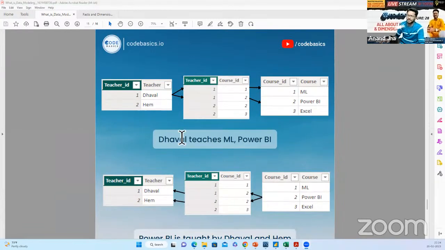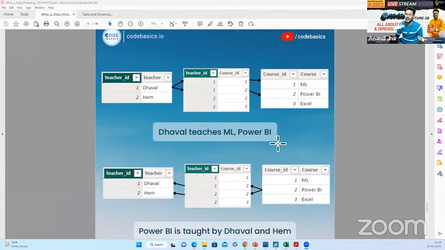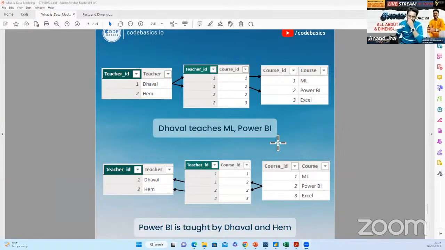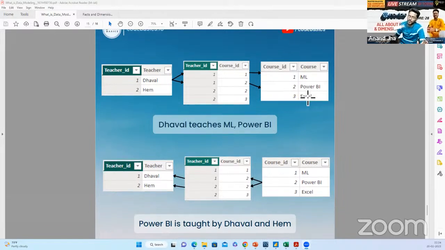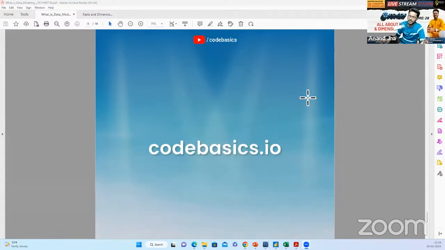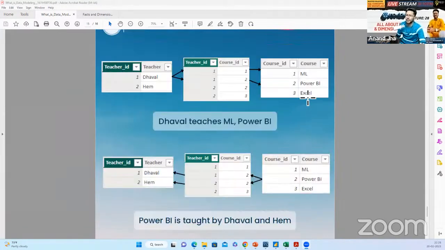Dhaval teaches ML and Power BI, and Power BI is taught by Dhaval and others. Clear? One teacher, Dhaval, has a teacher ID and a course ID, and this course ID can be assigned to multiple teachers. A simple use case of a full outer join. This is the very nice PPT by Code Basics.